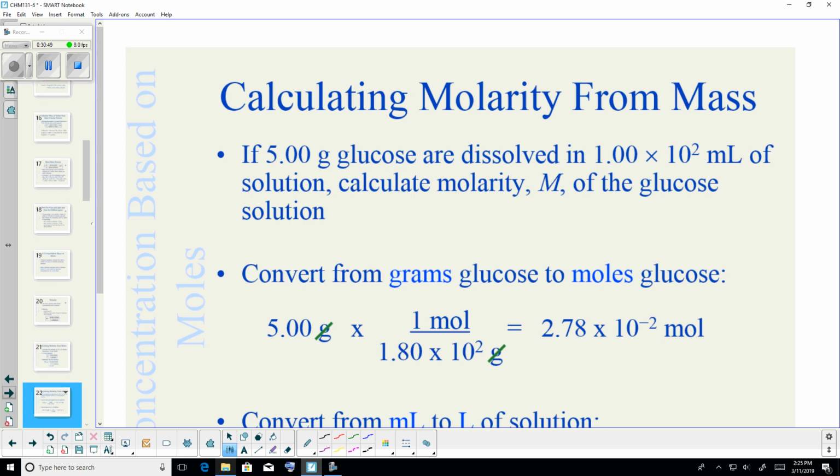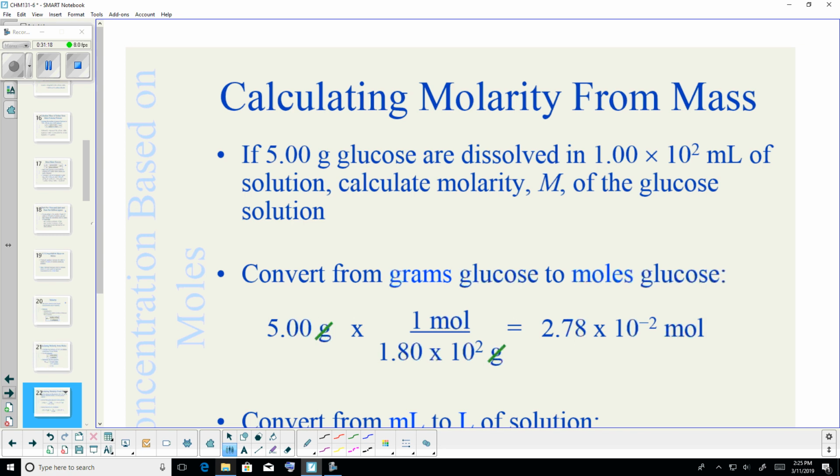So, if 5 grams of glucose are dissolved in 100 mils of solution, calculate the molarity. Oh, first thing we have to do is figure out how many moles of glucose 5 grams is. So now we got to go back to our stoichiometric roadmap, grams to moles, divide by the molar mass, 180 grams per mole. We have 2.78 times 10 to the minus 2 moles.